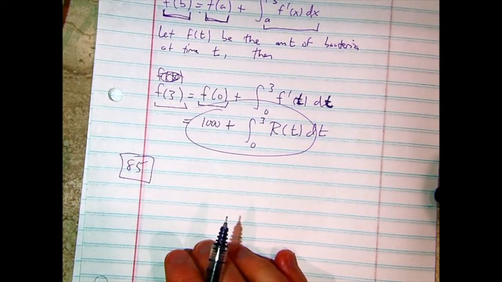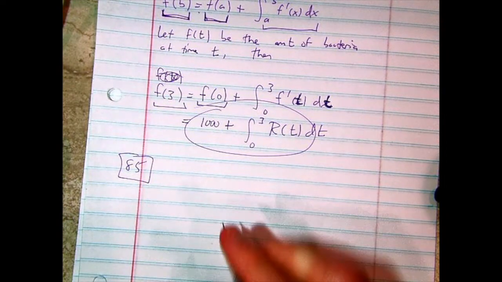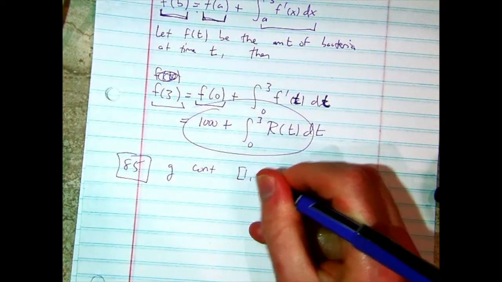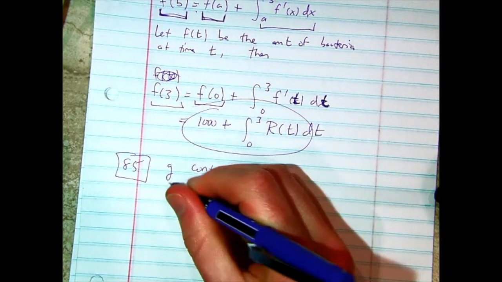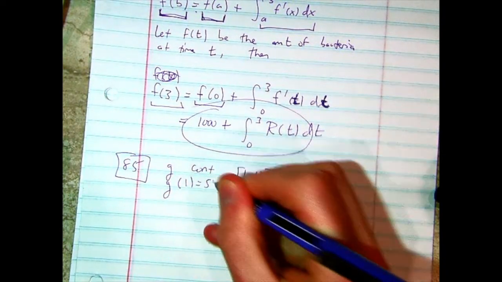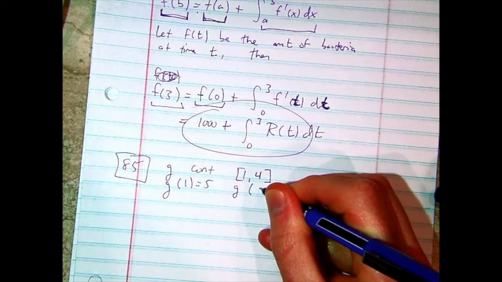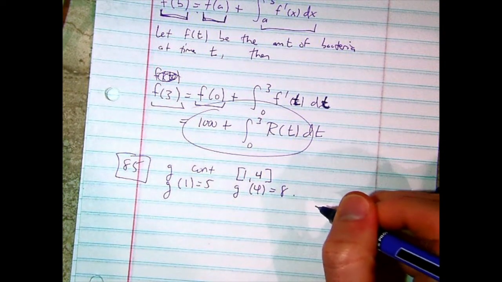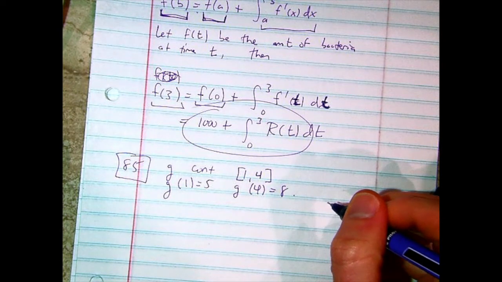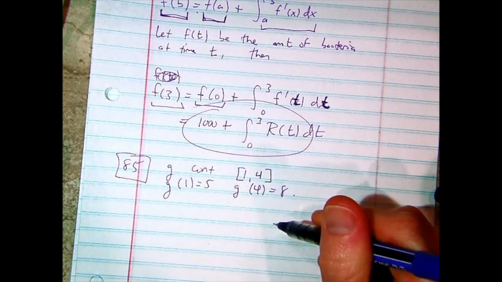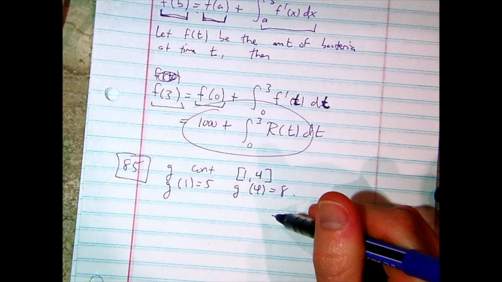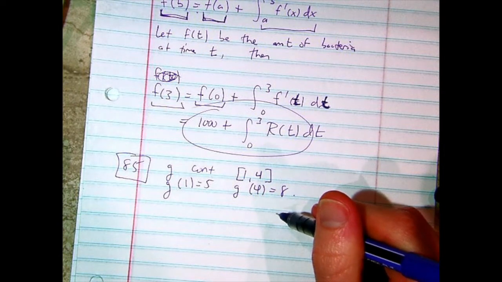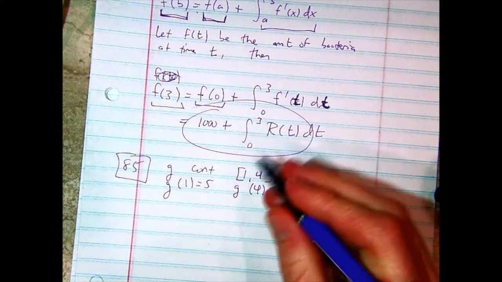Okay, 85. The function g is continuous on the closed interval. Let me sort of jot this down. So g is continuous on the closed interval 1, 4. We know that g of 1 is equal to 5. We know that g of 4 is equal to 8. And they ask, of the following conditions, which would guarantee that there is a number c in the open interval 1 to 4 where g prime of c is equal to 1.